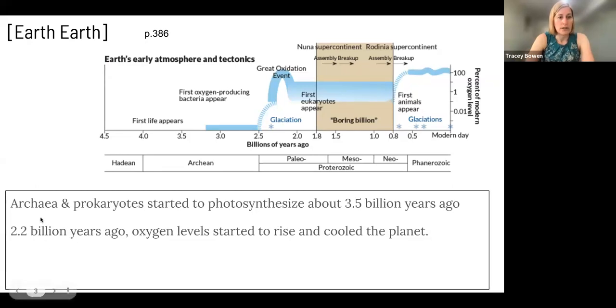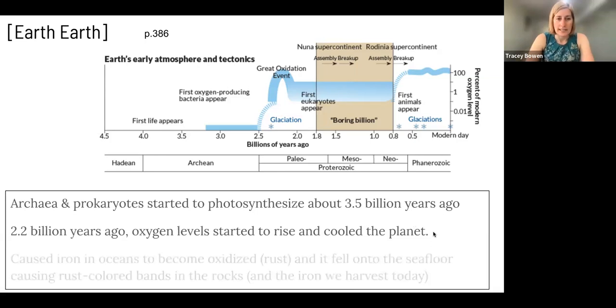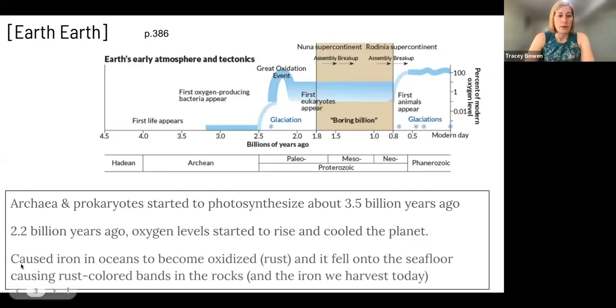And around 2.2 billion years ago, that cooled down the planet. And so that's called the Great Oxidation Event, and the planet went into a big ice age. This process of having a lot of oxygen in the atmosphere caused iron in the oceans to become oxidized, rusting, and it fell to the seafloor, and then it caused these rust-colored bands in the rocks and the iron that we harvest today.